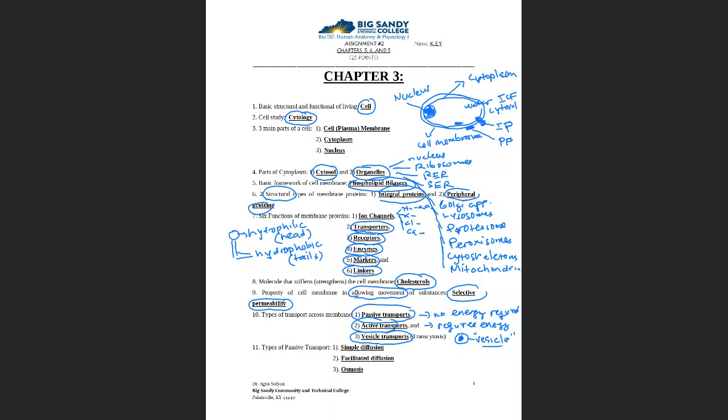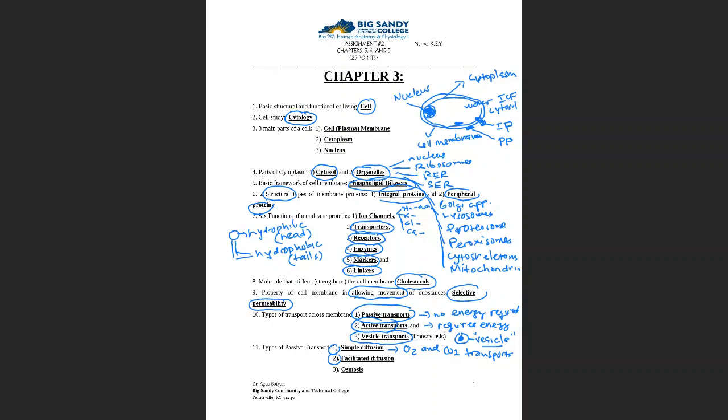And then for passive transport, there are 3 types. The first one is called simple diffusion. This is movement of molecules crossing the cell membrane easily without any help. An example is oxygen and carbon dioxide transport. These 2 gases can cross the membrane easily without any help.